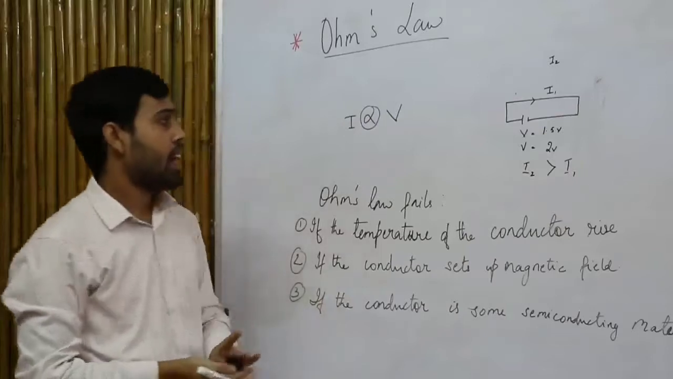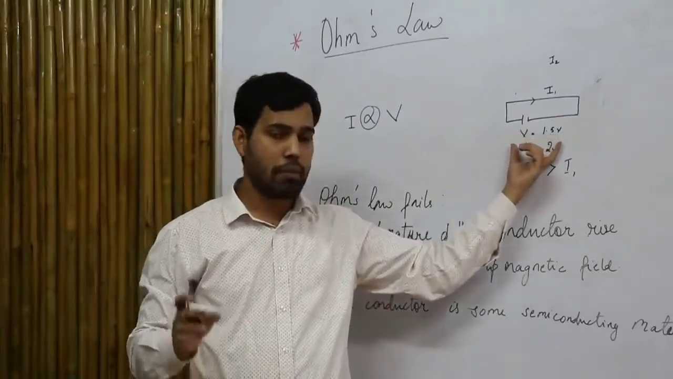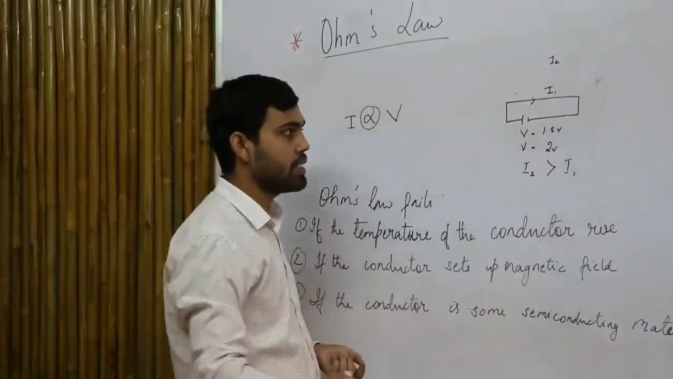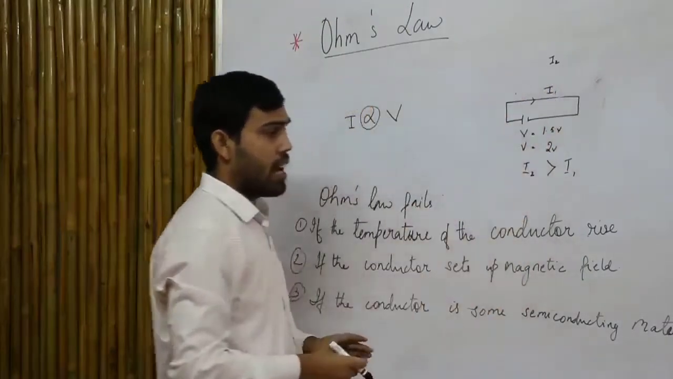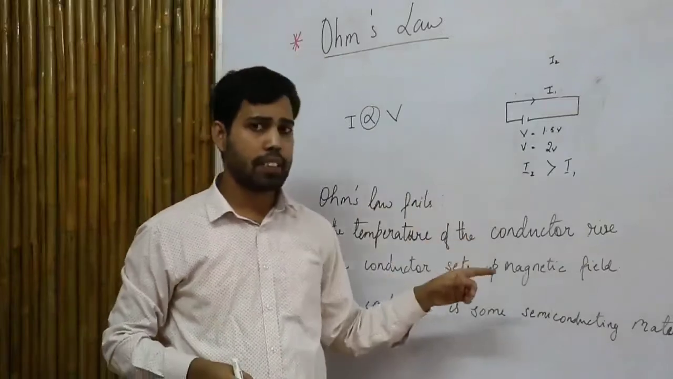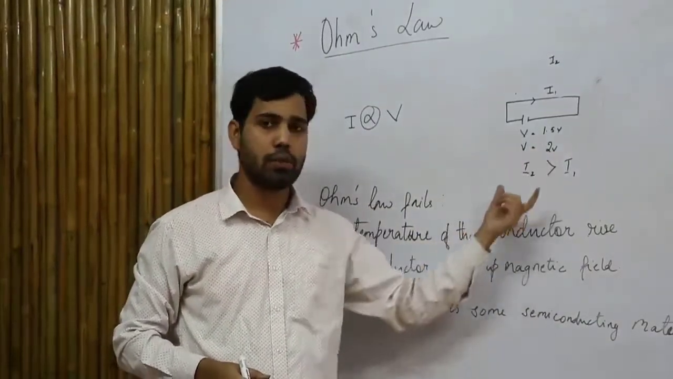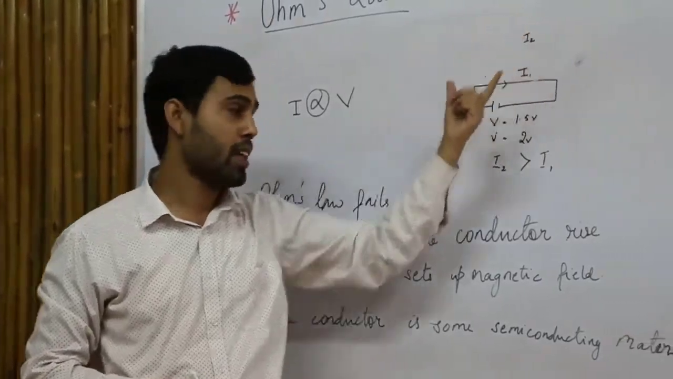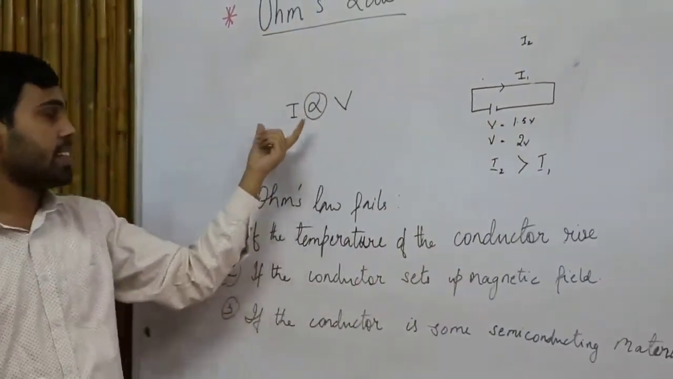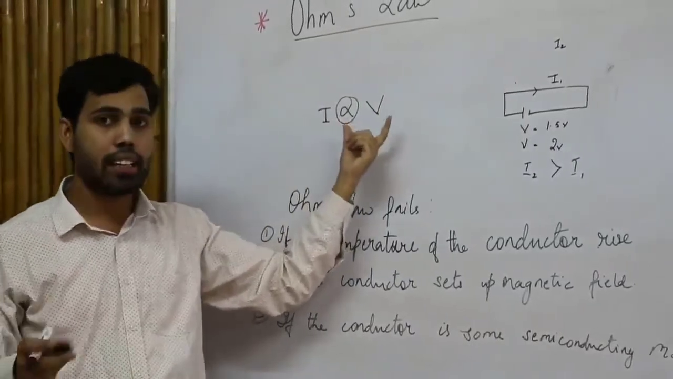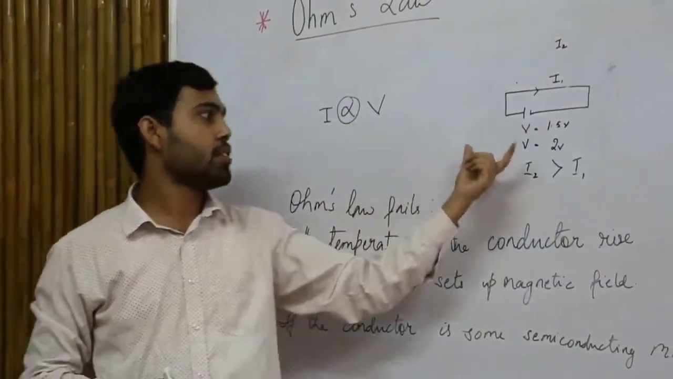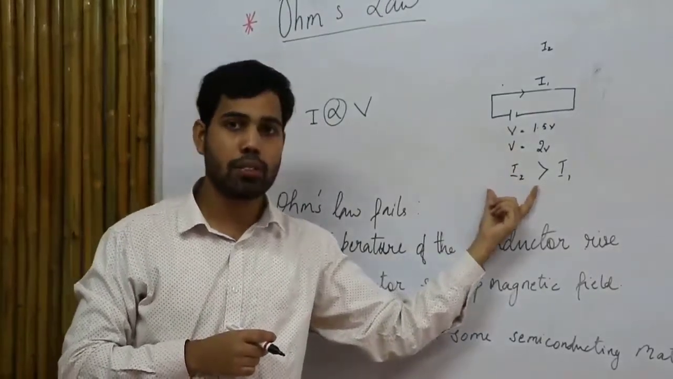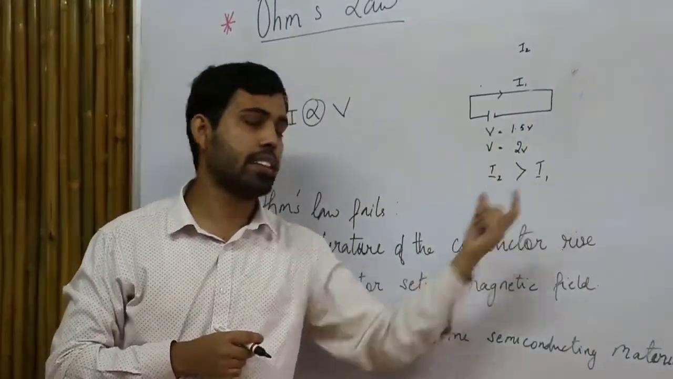Again, I am repeating: in the first case I keep my potential difference fixed at 1.5 volt, and suppose the current in this case is I1. I am now changing the potential difference, increasing it to 2 volt, and correspondingly I get a current, which I denote by I2. This law says that the amount of current directly depends on the potential difference. So if I increase the potential difference, my current will also increase. So my I2 has to be greater than I1.